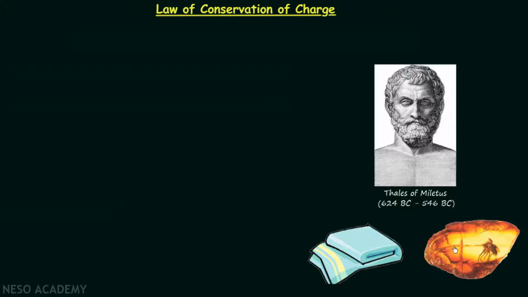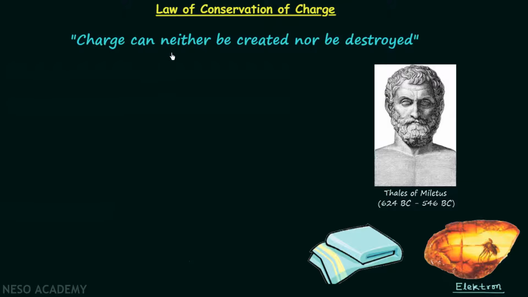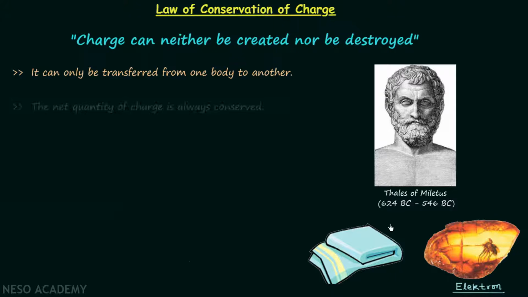Ancient Greeks called amber electron, and from this Greek word we got the English word electricity. Now, according to the law of conservation of charge, charge can neither be created nor be destroyed. So one cannot create a charge, and neither can he destroy the charge. Charge can only be transferred from one body to another, like in this case. The net quantity of charge is always conserved in the universe.